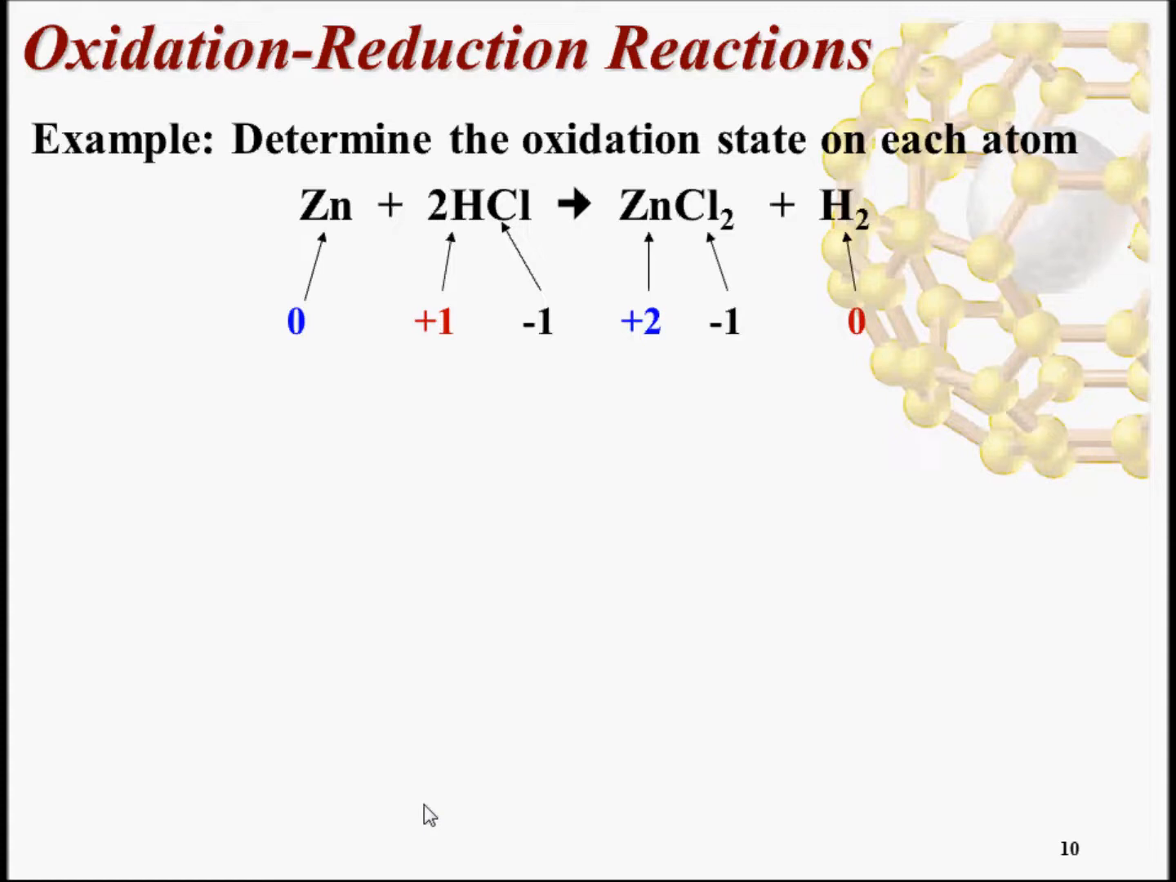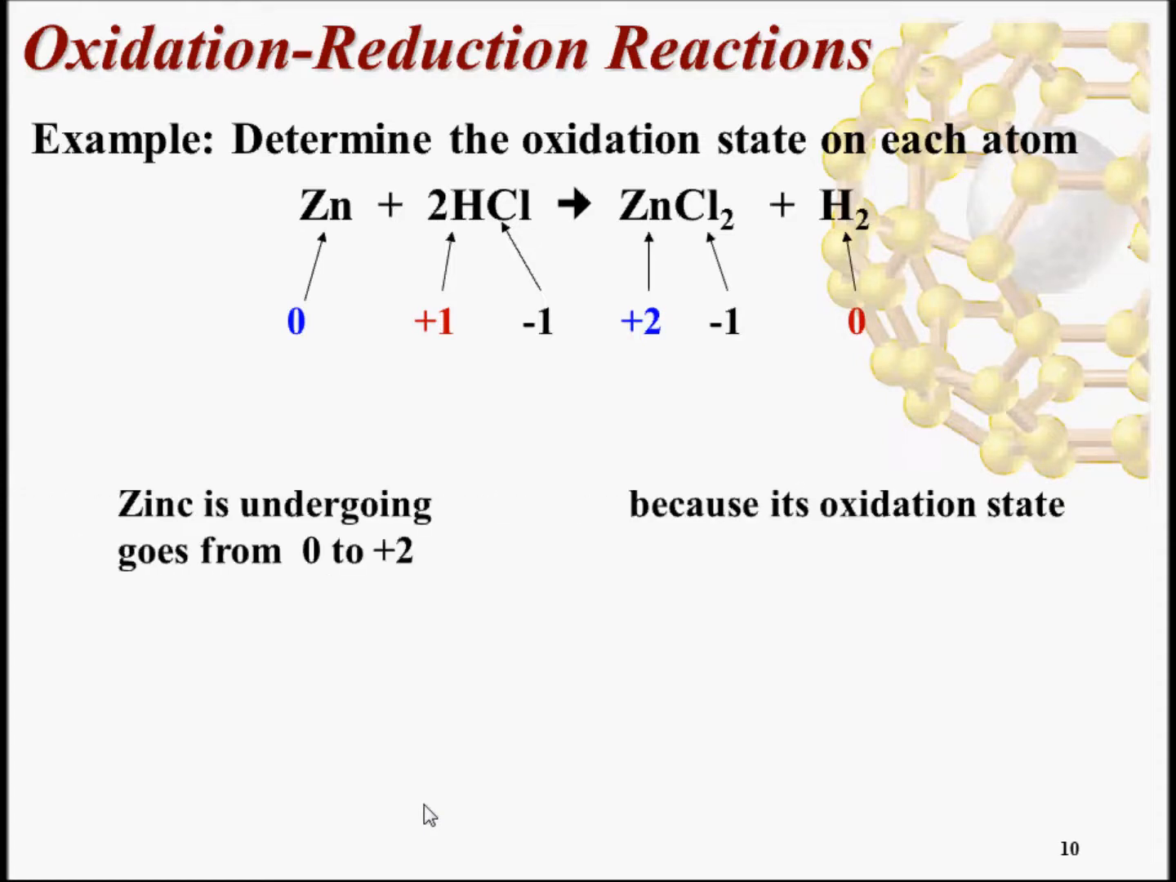Now if we're trying to figure out who's undergoing what, we look at the zinc. Zinc starts out as 0 and then ends up on the other side of the arrow here as +2. So the zinc in this case is losing electrons. It must have lost 2 electrons in order to get a +2 charge. So losing, remember, oil, oxidation is lost. So the zinc is undergoing oxidation.